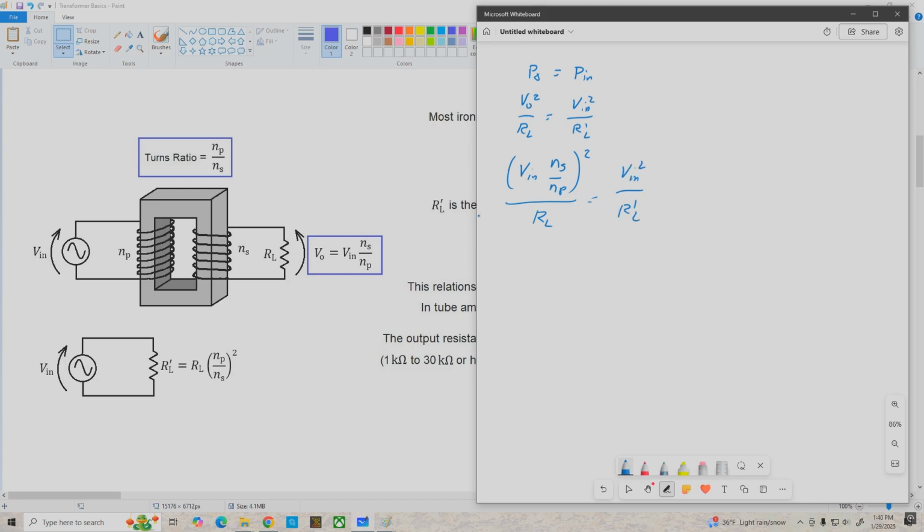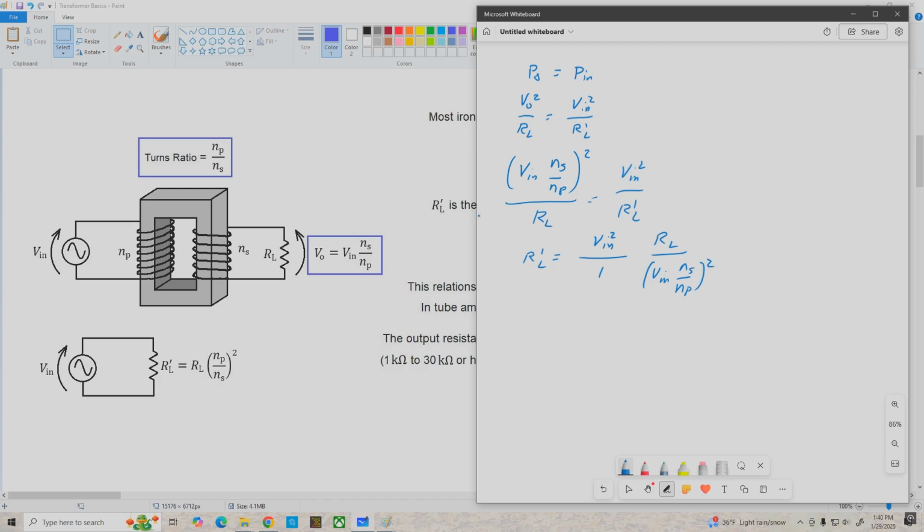We're going to solve this for R'_L, so we'll multiply both sides of the equation by R'_L, and we'll multiply both sides by the reciprocal of the expression on the left. That gives us R'_L equals V_in squared divided by this whole mess, or multiplied by its reciprocal, which is R_L divided by (V_in times N_S over N_P) squared.